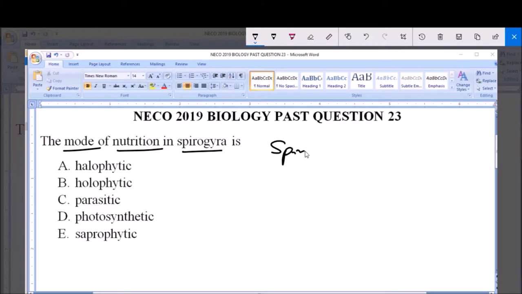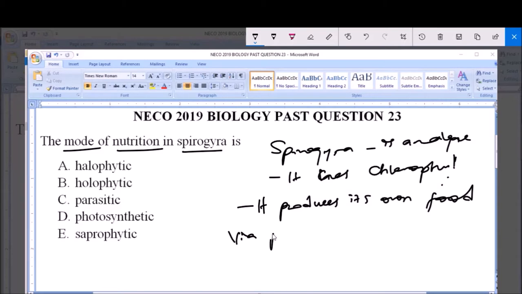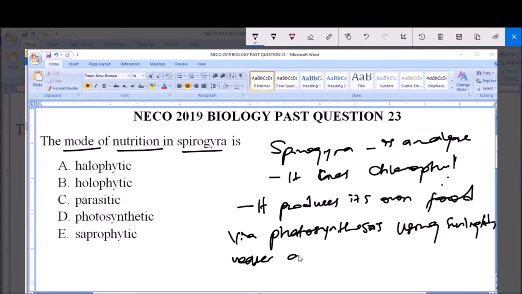And like we know, Spirogyra is an algae, and it has chlorophyll. Spirogyra produces its own food via the process known as photosynthesis, using sunlight, water, and chlorophyll.